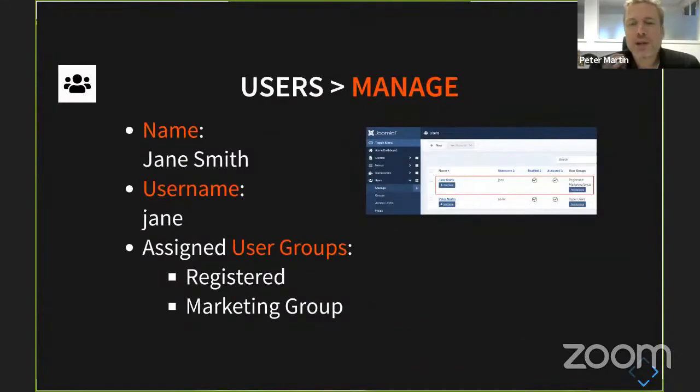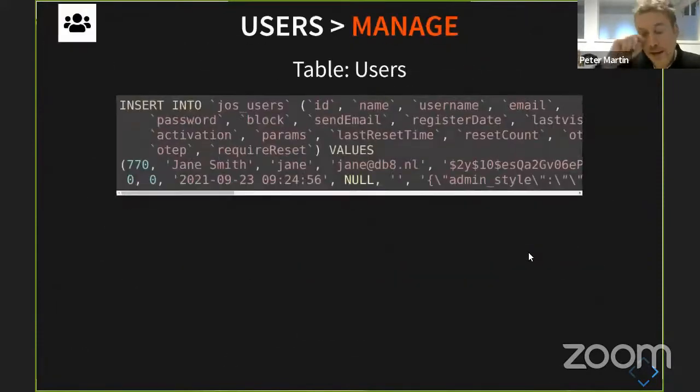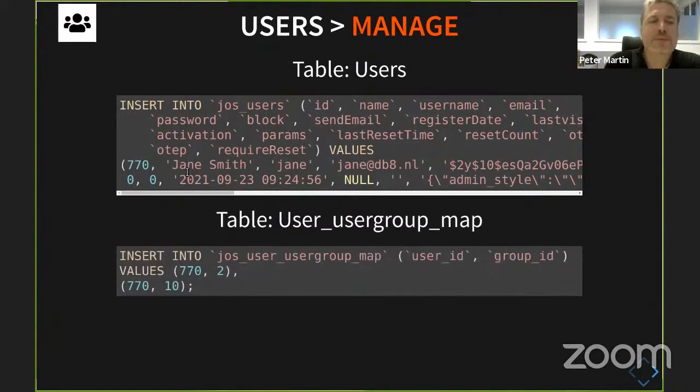Now I'm ready to create a new user, so I will add Jane to the user group, and she will get assigned to the registered and also to the marketing group. So now she has 2 groups. What happens in the background is we have the users table, and the users table will store the name, the email address, the hashed password, and the registration date, etc. And Jane is user 770, just to remember later on.